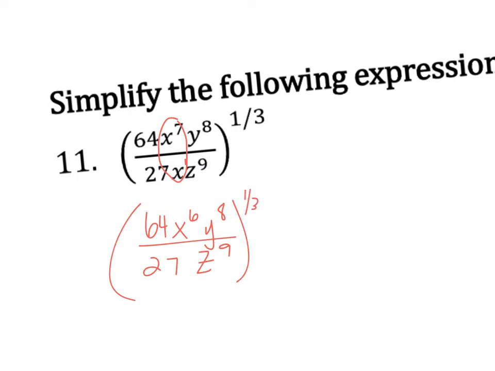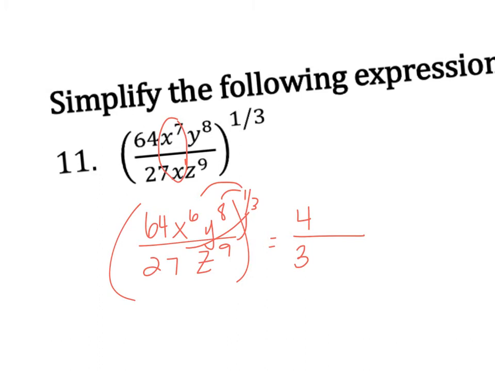Now, raising something to the 1/3 power is the same as taking the cube root. So 64 to the 1/3 power is the same as the cube root of 64, which is 4. Then I'm going to distribute this to everything else as well. 27 to the 1/3 power is 3.